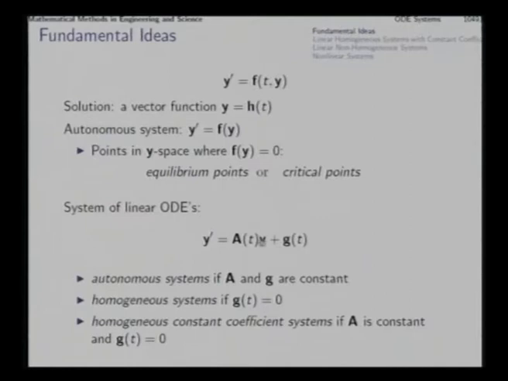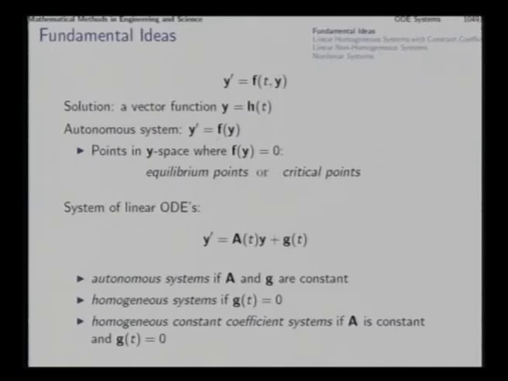Now, this will have three subcases. One is that if this matrix A is constant, and this g vector function is also constant, if A and g are constants, constant matrix, constant vector, then the right side will be independent of t. Then we will have an autonomous system, an autonomous linear system. That means, when both of these special cases appear at the same time.